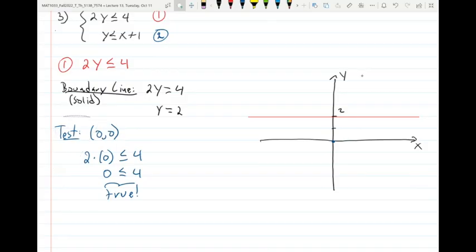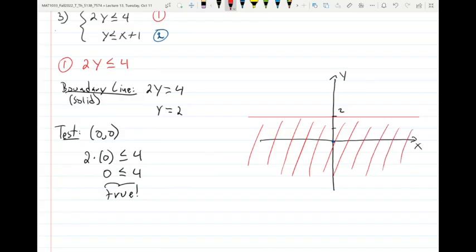What does that mean? You shade where 0, 0 is, and I shade the region that contains the test point. So we're going to shade down here. In your case, if you're using pencil, you should do a very light shading, okay?